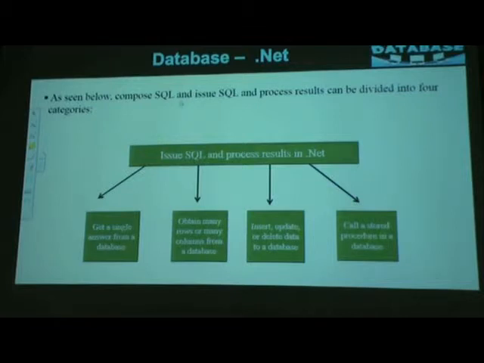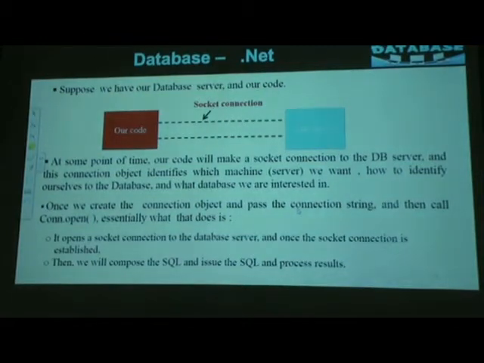As seen below, compose SQL and issue SQL and process result can be divided into 4 categories. First category, get a single answer from a database. Second category, obtain many rows or many columns from a database. Third category, insert, update, or delete data from a database. Fourth category, call a stored procedure in the database. These are the needs that we have from a database: either a single answer, or many rows and many columns, or we need to insert, update, or delete, or there's a stored procedure already written on the database and we need to interact with it. So we always have 4 needs. Now we will learn how to write the code depending on the need.